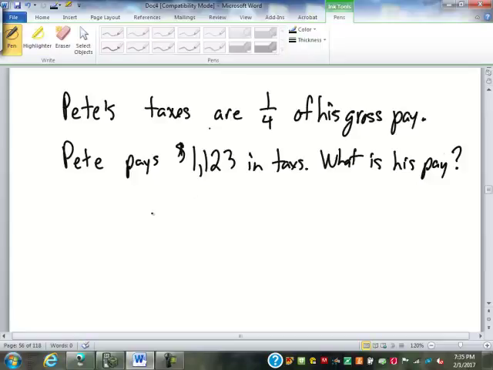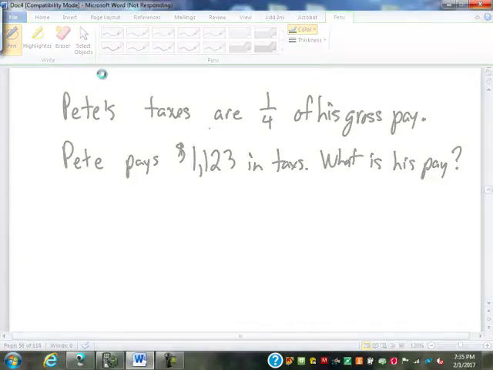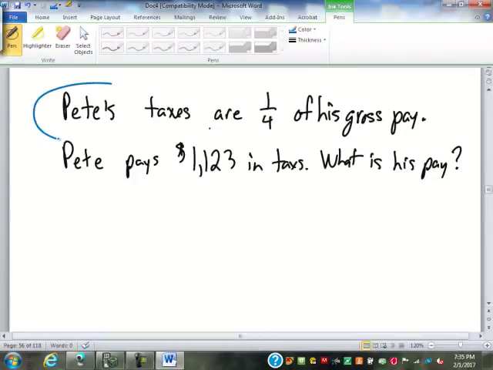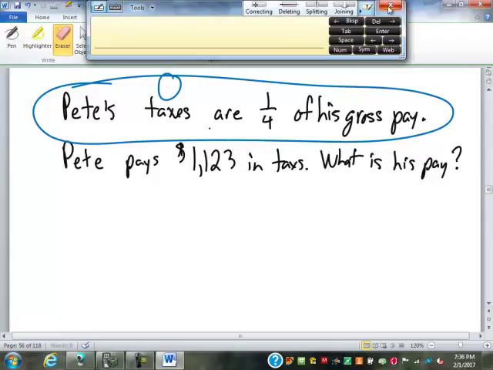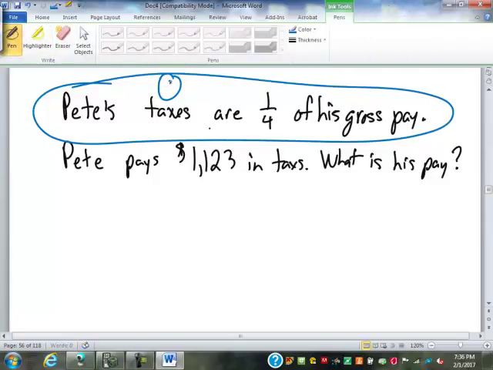Most of you are probably looking at this right now and saying, I'm just going to take the 1123 times 4. I've got the answer. And you are correct. But let's step back and write an equation for this situation. The first line here describes what the equation is going to look like. Pete's taxes are 1/4 of his gross pay. So we're going to let T represent his taxes. I'm going to change that T just a little bit so it doesn't look like a plus sign. We're going to use a script T like that. T for taxes. G for gross pay.